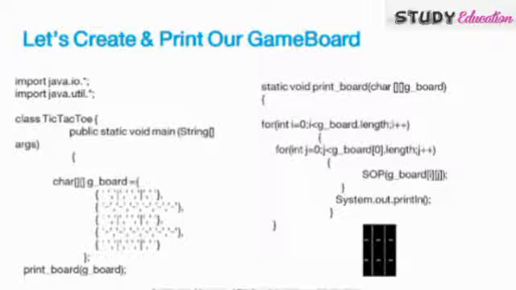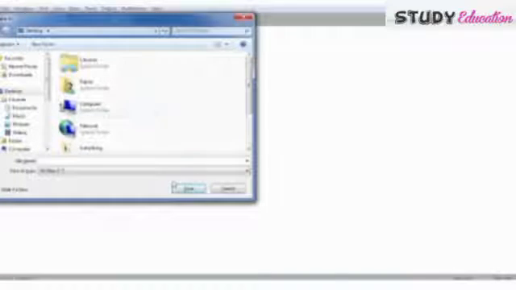Okay, now let's get started. So the editor that I'm going to use here is Sublime. Now let's first save this file. Let's save it on the desktop. Let's name this file as tic-tac-toe.java. Let's save this file.